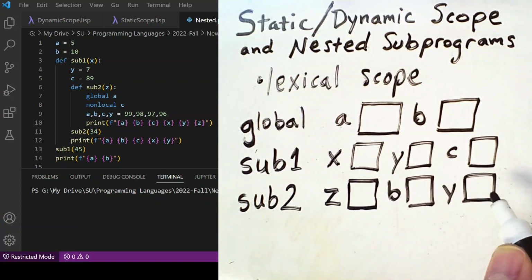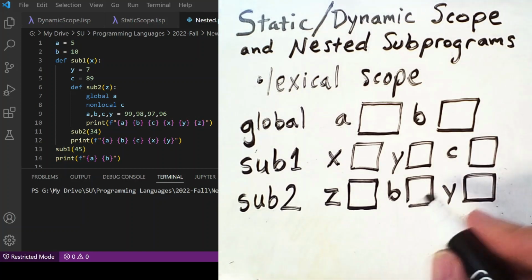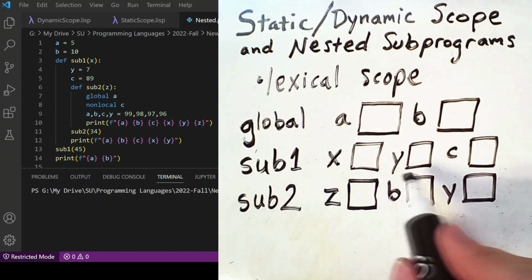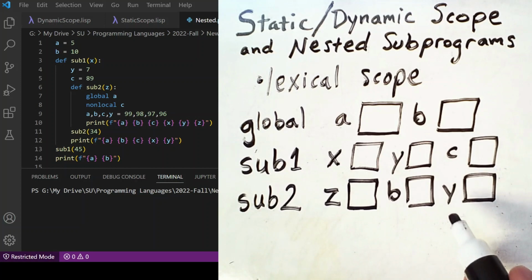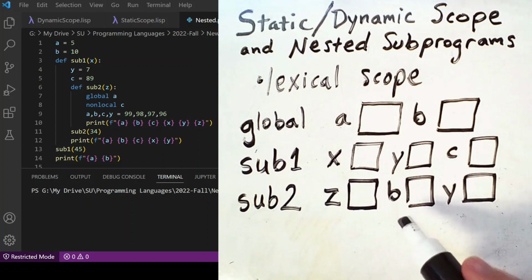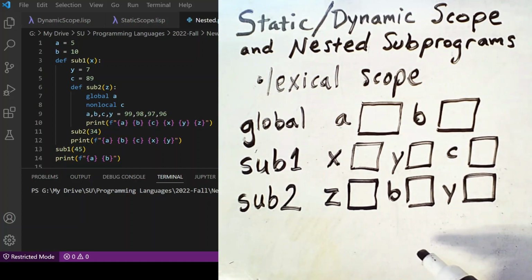Now there already exist variables with these names in other scopes. Sub1 has Y and there's a global variable B. But because I did not declare B or Y as being global or non-local respectively inside of sub2, whenever I change those values, I'm actually assigning a value to a brand new local variable whose name shadows the other name in that scope. I can step through the execution of the code and fill these boxes out as we go.